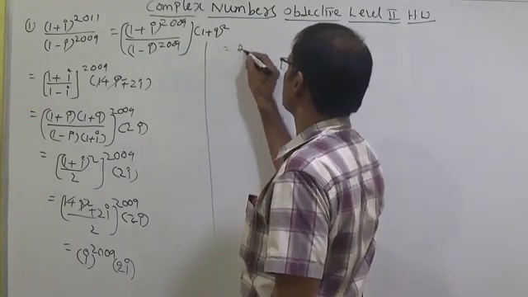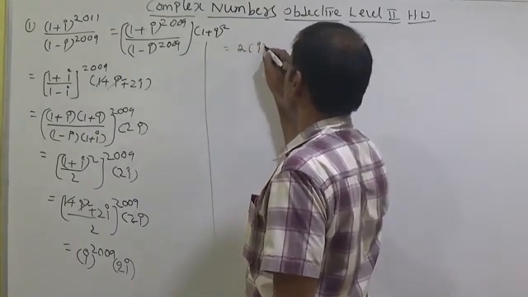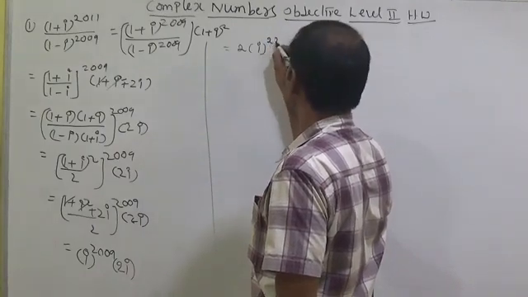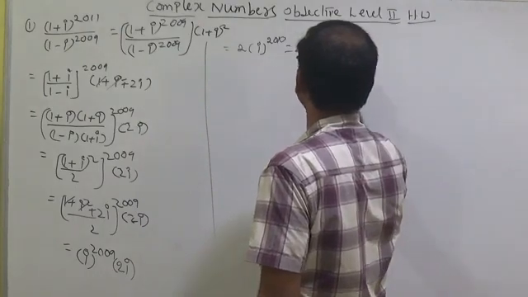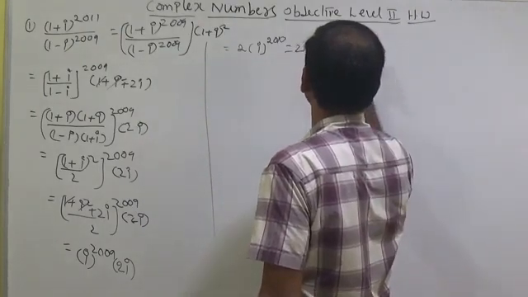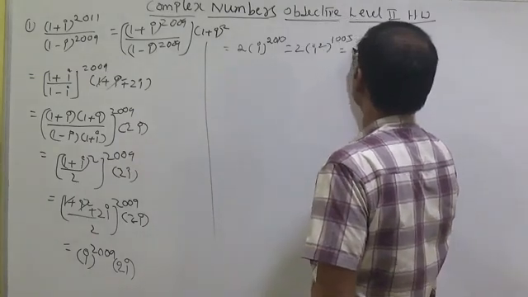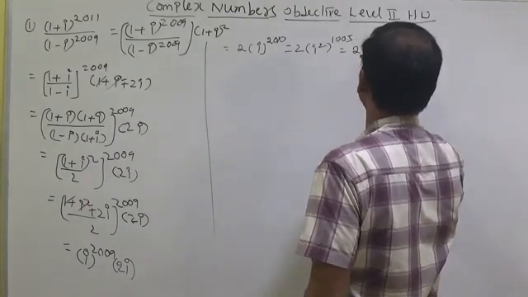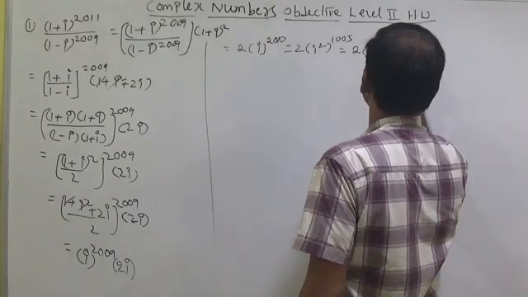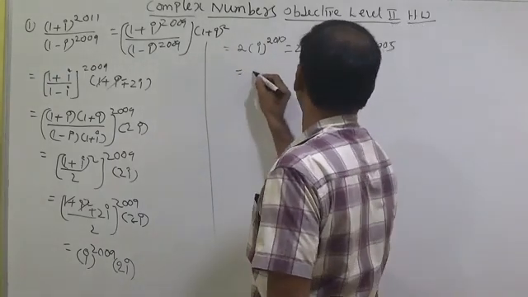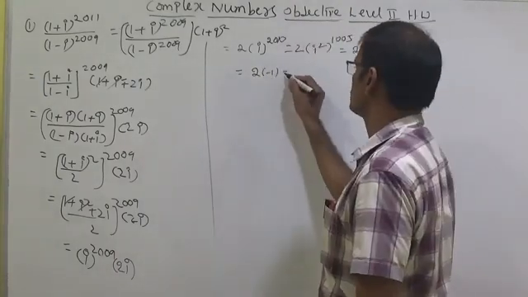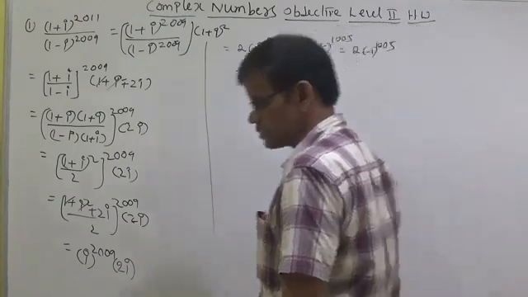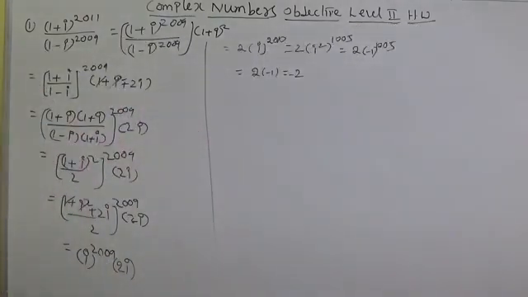So that is equal to 2 into i^2010. That is equal to 2 into (i^2)^1005, so 2 into (-1)^1005. This is an odd number; minus 1 to an odd power becomes minus. So this value is minus 2. Fourth option.